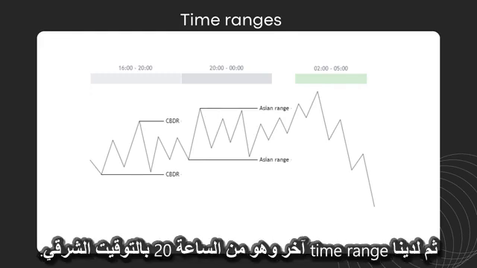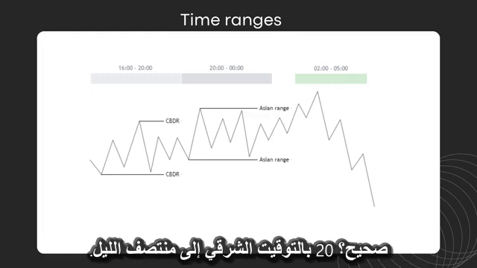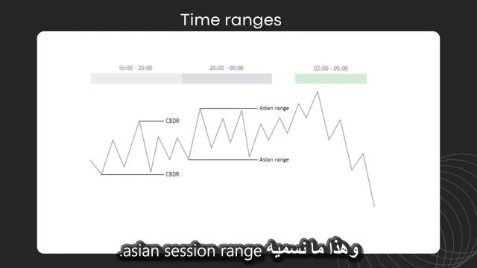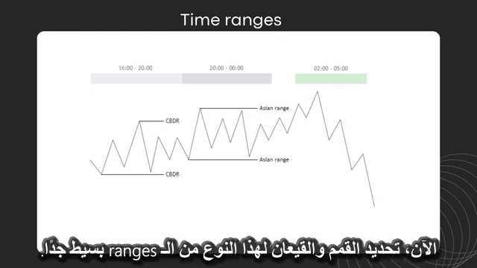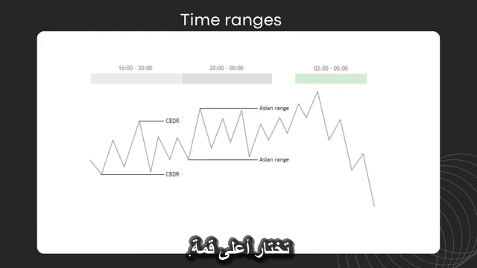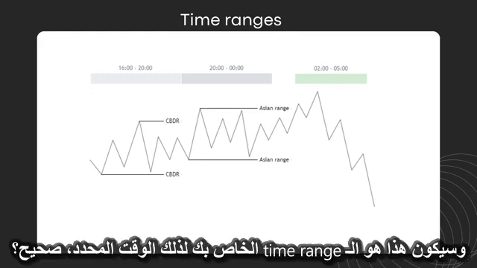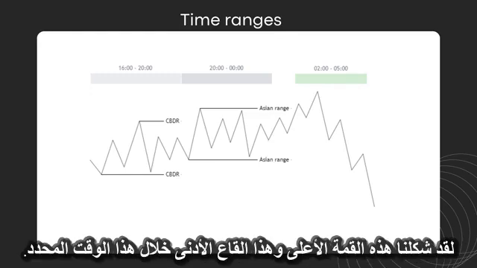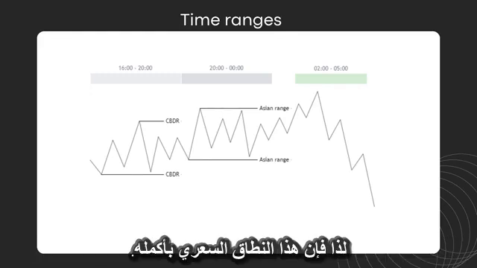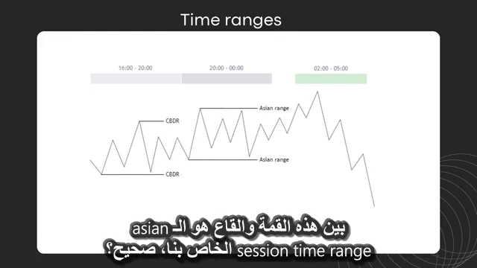Then we've got another time range, which is from 20 Eastern time to midnight, and this is what we call the Asian session range. Now, defining the highs and lows for this sort of range is pretty simple. You choose the highest high and the lowest low from inside this time window, and that would be your time range for that particular time, right? For example, here we've formed this highest high and this lowest low during this particular time. So this whole range of price between this high and low is our Asian session time range, right?